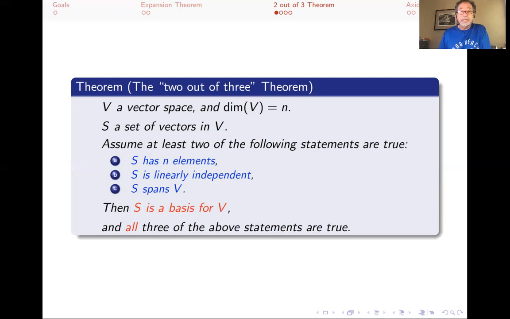Out of these 3, the first one, S has n elements, is the easiest one to check. You just count. Are there 47 elements in this set or not? It's pretty easy to do. And then that means that you don't have to check both linear independence and spanning, and that's pretty amazing.